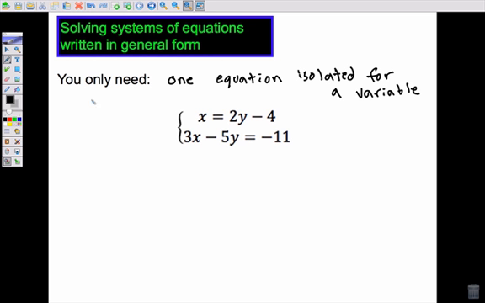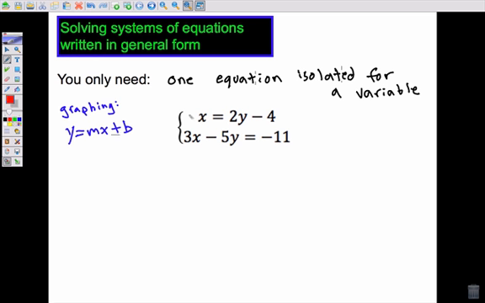So we talked a lot in class about how you have to get your equation to y equals mx plus b. That is really helpful if you're graphing, okay? But if you're going to do substitution, and this is what you're doing on these, you really only need one of the equations isolated for a variable. So that makes it a little bit easier in that you don't always have to solve for y. You can solve for x.